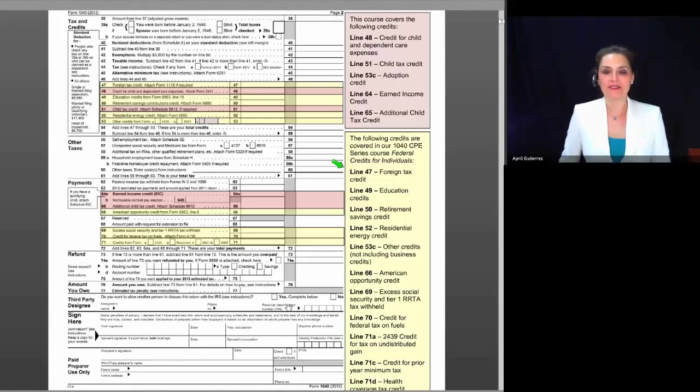Now, every other credit that you see identified in yellow is not covered in today's class. Topics that are in yellow are covered in other classes that we offer on credits. We have one class called Federal Tax Credits for Individuals, in which we discuss the foreign tax credit, education credits, the retirement savings credit, the American Opportunity Credit. Those are all discussed in the federal tax class for individuals. And then we have another class where we talk about tax credits for business. But today we're talking about what we could consider to be the basics, the foundation of pretty much a very large percentage of American tax returns.